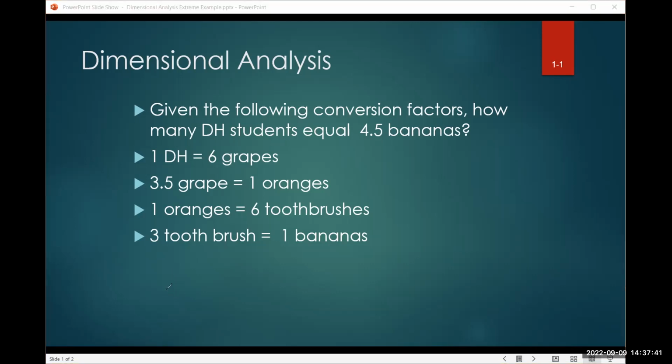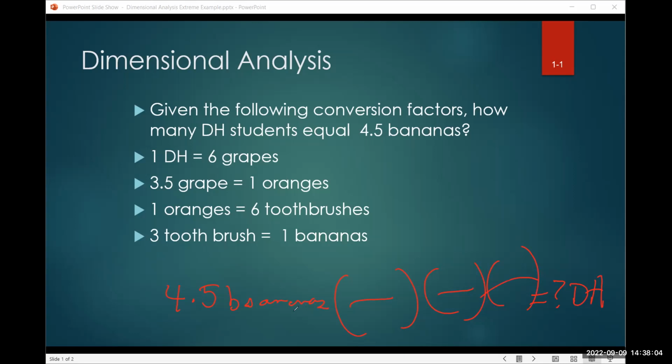So writing what I'm given, I've got to go from 4.5 bananas, and I write that down on paper or whatever I'm doing in my work, so I know where I'm at, and I need to know where I'm going with respect to units. And that allows me to set up my factors in between here.